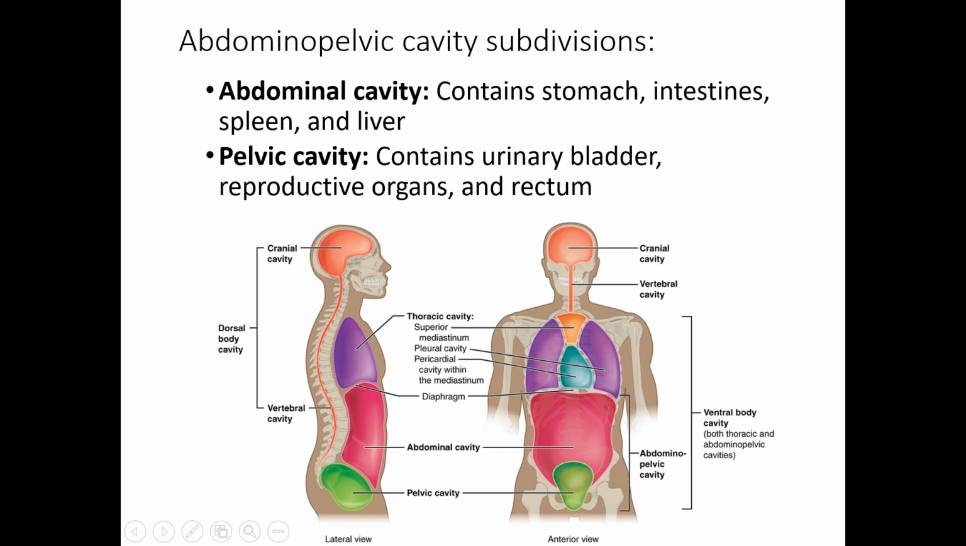Now we're going down to the abdominopelvic cavity. It is divided into two cavities. The abdominal cavity has a lot of our digestive organs: stomach, intestines, spleen, liver, large and small intestine, and also the pelvic cavity. The pelvic cavity is right inside of the pelvis right here, and it has the urinary bladder, reproductive organs, mostly female reproductive organs, and the rectum.